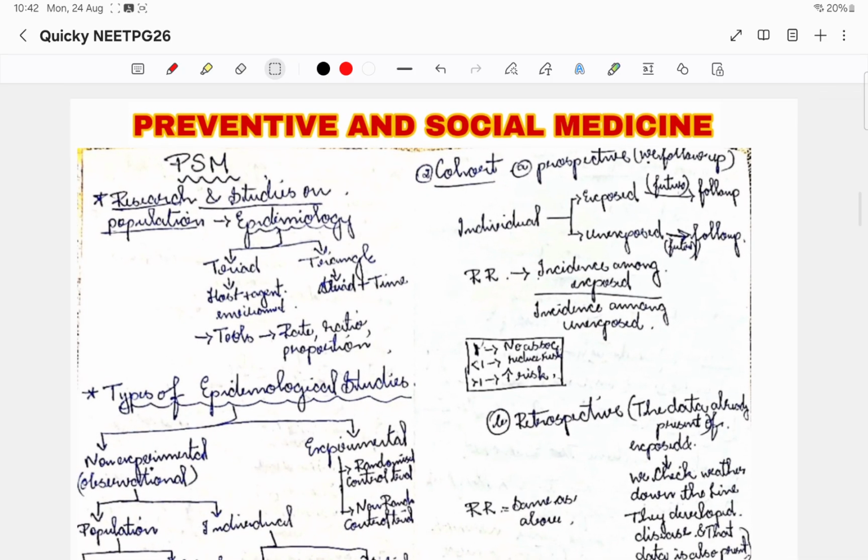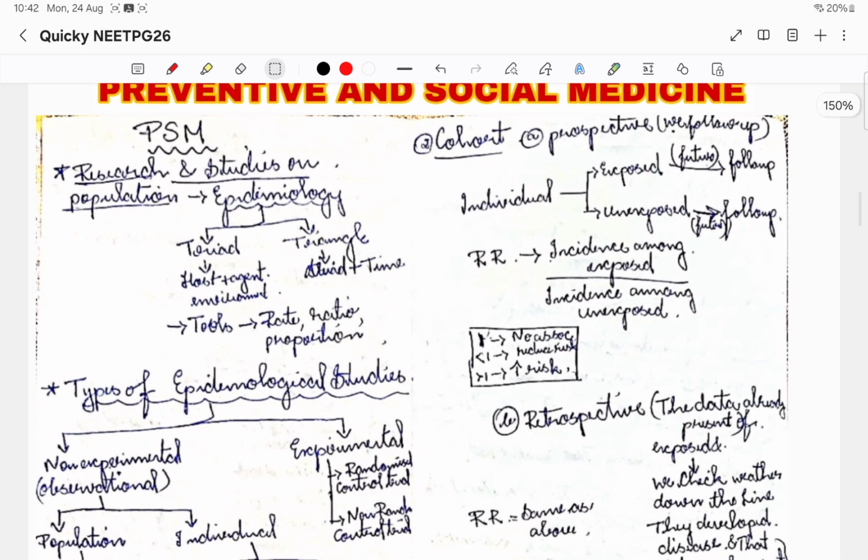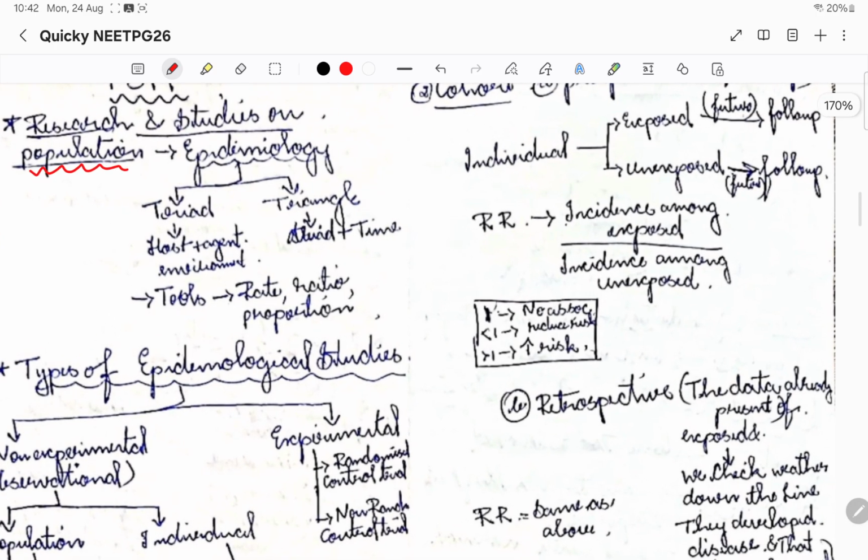So starting, what is epidemiology? It is nothing but research and study of the population. There are two things that I want you to remember with respect to epidemiology: the triad of epidemiology and the triangle of epidemiology. Triad is host, agent and environment, whereas the triangle is host, agent, environment plus the time. So triad plus time is known as the triangle of epidemiology.